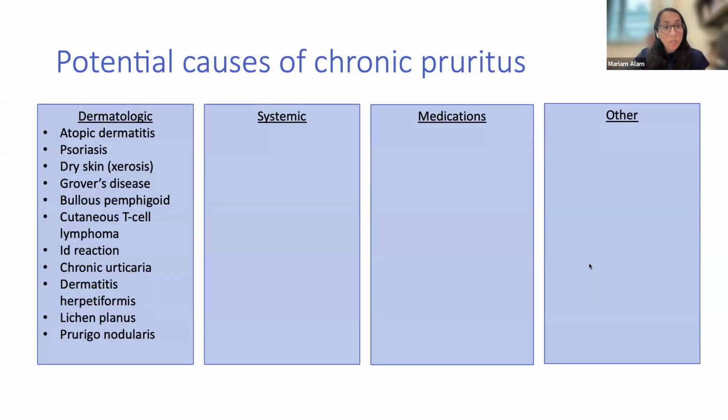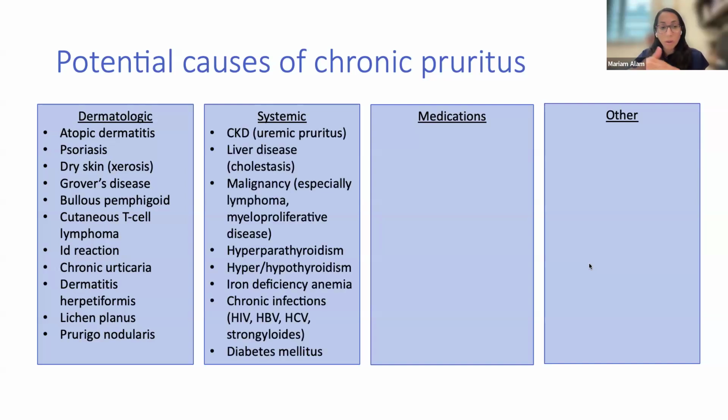Whenever I see someone who's coming in with generalized pruritus, particularly those patients who do not have a rash, I think about all these systemic causes, which I'm sure you are very familiar with, but CKD and liver disease being probably the most common. Malignancy, especially lymphomas, can cause generalized itch, as well as myeloproliferative disease, and then changes in the parathyroid or thyroid as well. Iron deficiency anemia can theoretically cause itch.